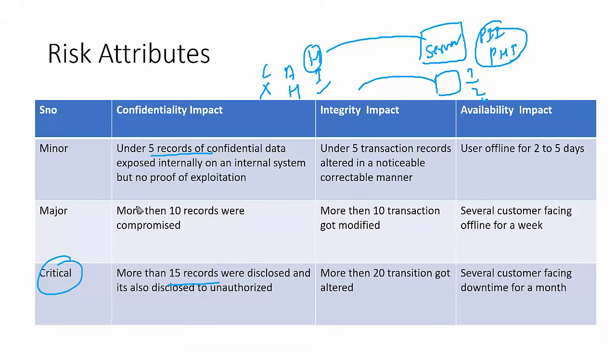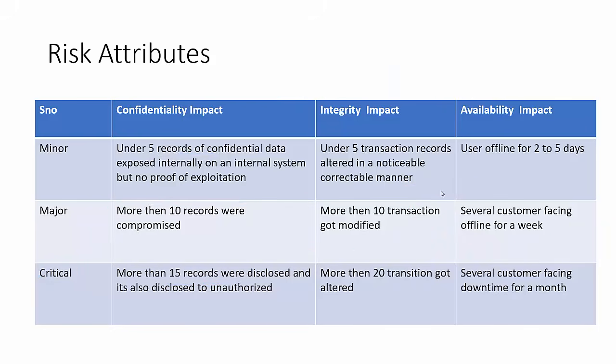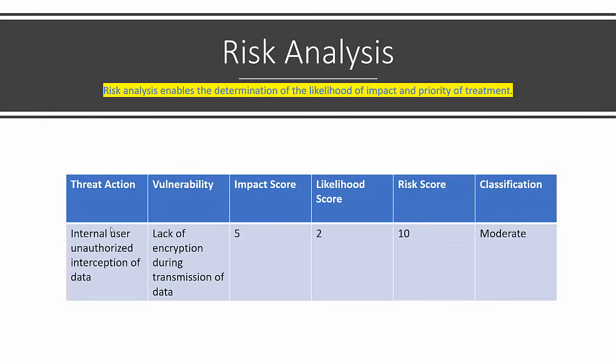Now here you can see more than 10 records were compromised, more than 10 transactions got modified, several customer-facing services offline for a week. So here the impact basically varies across the CIA triad. So this is the example we have taken. The threat action: there is an internal user unauthorized interception of data. What is the vulnerability? We have discovered the lack of encryption during transmission of data. Now the question is, what is the likelihood of this threat action exploiting the vulnerability? Chances are 2. And if this has happened, the impact score we have given is 5 because it is basically disclosing PI data. So 5 into 2, 10, the classification we have given is moderate. It is just an example I'm giving.